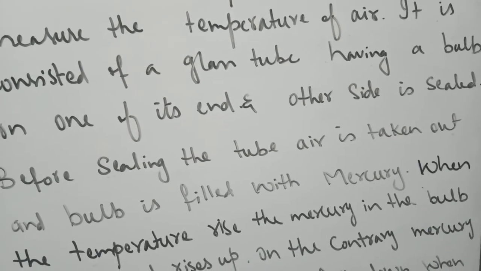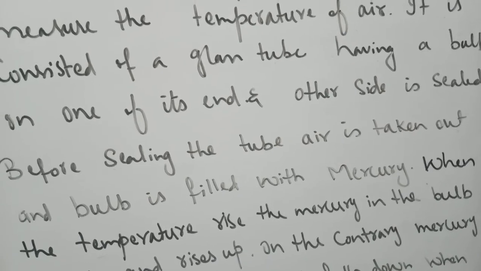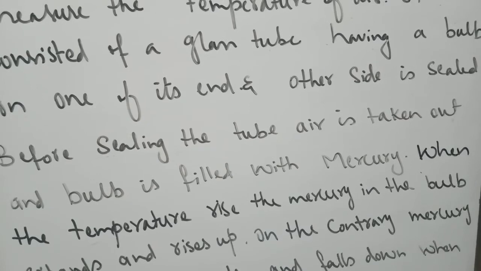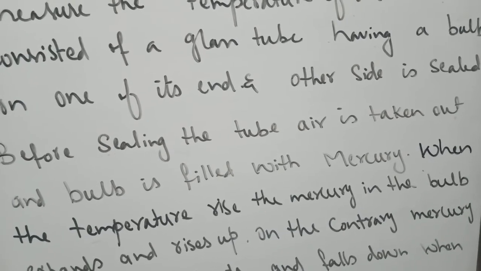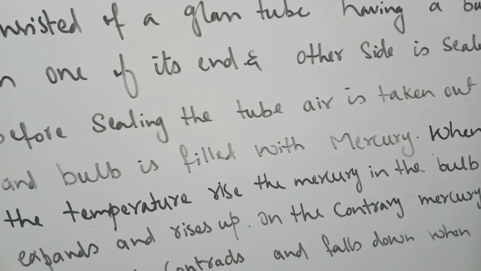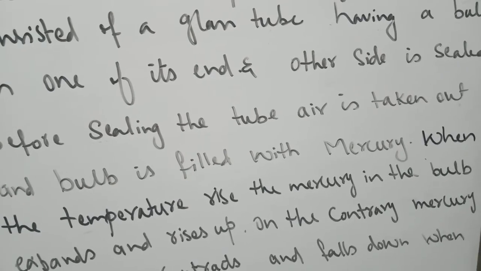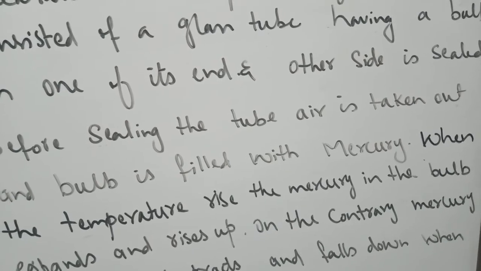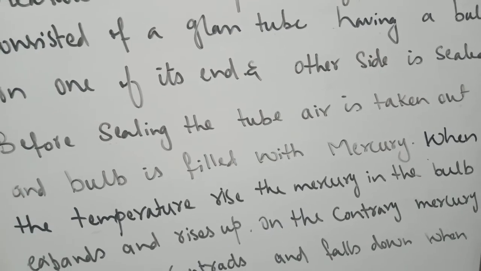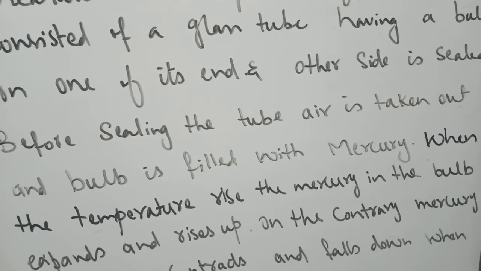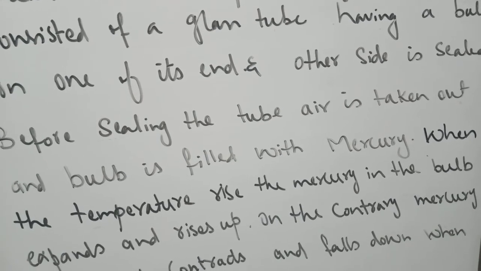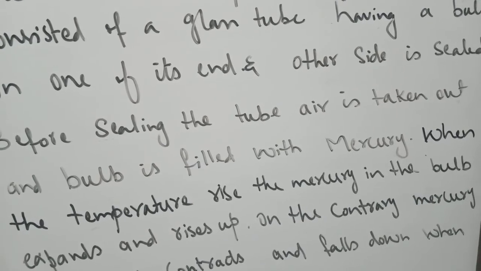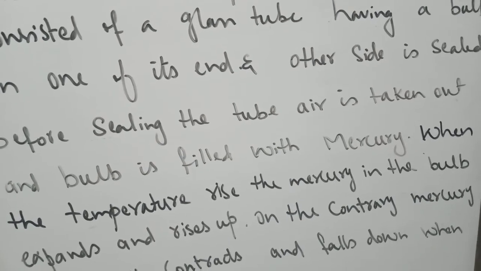Very important: before sealing the tube, air has been taken out and the bulb is filled with mercury. I told you to fill the mercury with some color to show that it is mercury in the glass tube. So whenever you draw the diagram, fill the mercury with gray color, because mercury naturally appears gray.